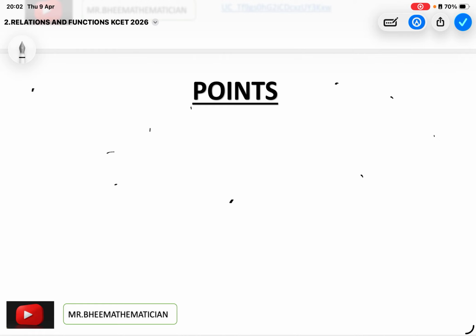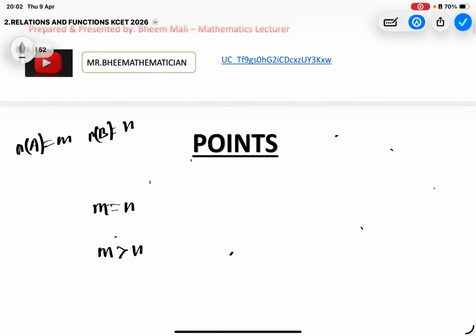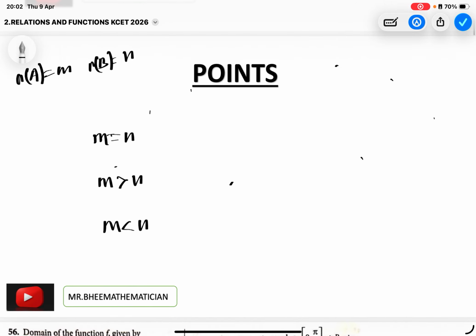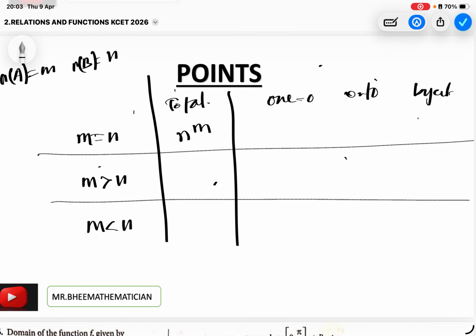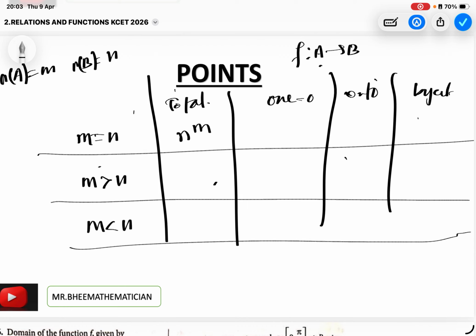First see the number of functions, how many are possible. There are three cases. If set A contains m elements and set B contains n elements, n(A) = m and n(B) = n, then there are three cases: m equal to n, m greater than n, and m less than n. How many total functions, one-one functions, onto functions and bijective functions? You should remember the total number of functions is n to the power m, if the function is a mapping from A to B. The number of one-one, onto and bijective functions we'll see one by one.